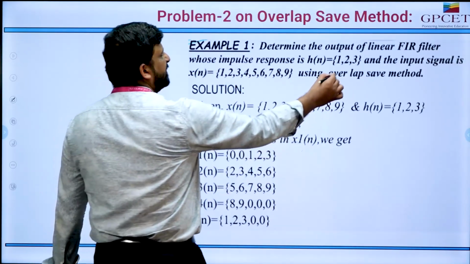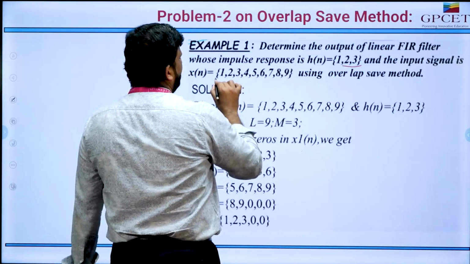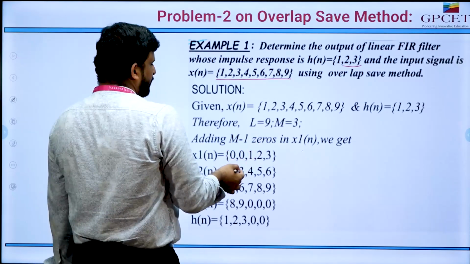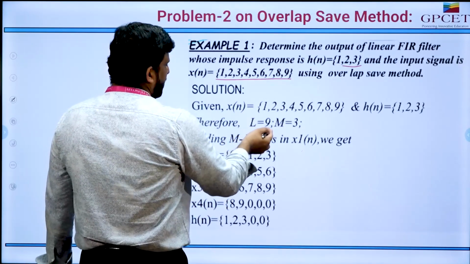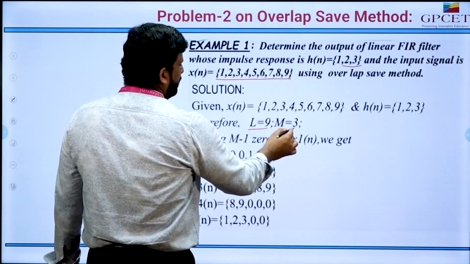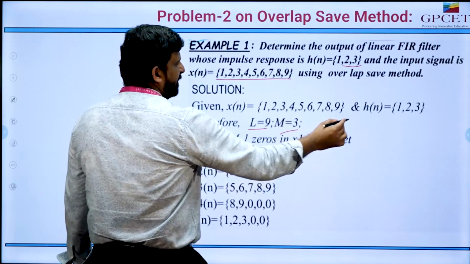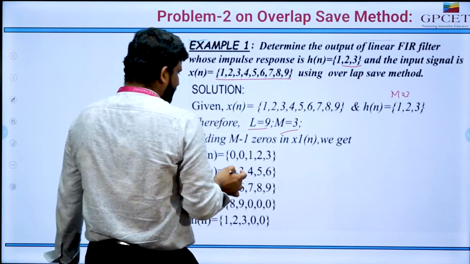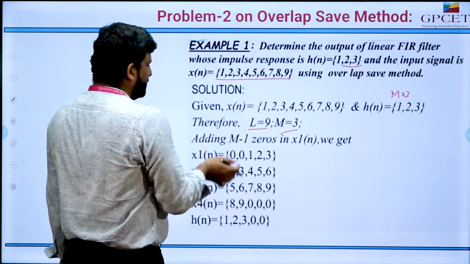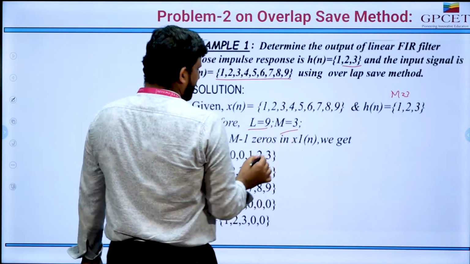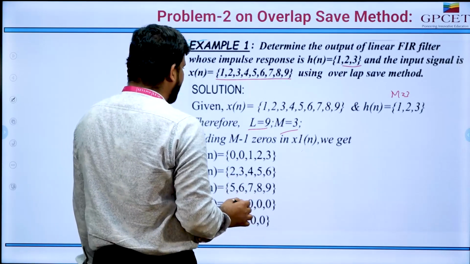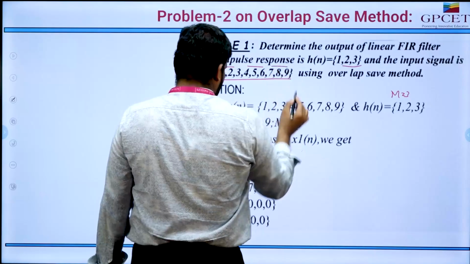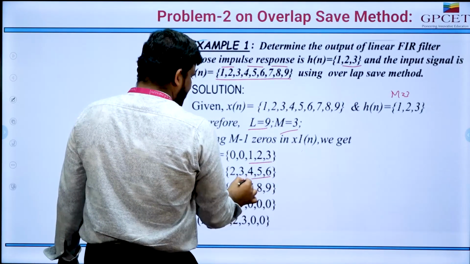So we have h of n with length 3, and x of n is a long sequence, a total of 9 samples given, so L is equal to 9. We need to find it with m equal to 3, where m is the length of h of n. Like this, we need to subdivide the sequence. How many sequences should I divide here? 3 sequences, that is 3, 3, 3. So 1, 2, 3, 4, 5, 6, 7, 8, 9.